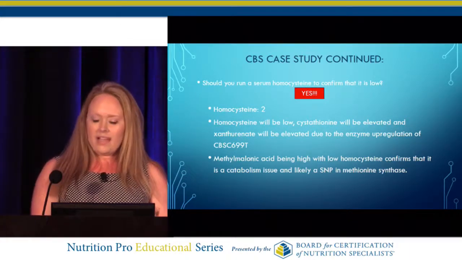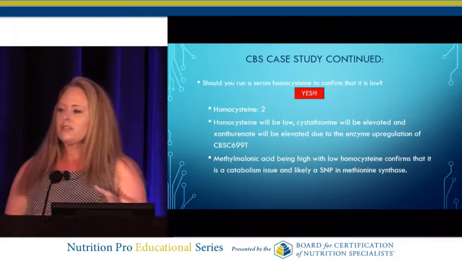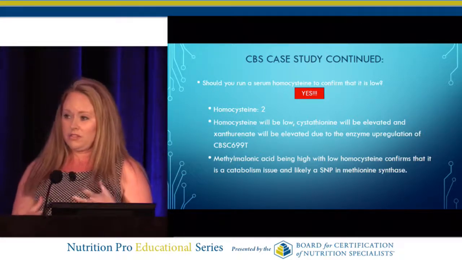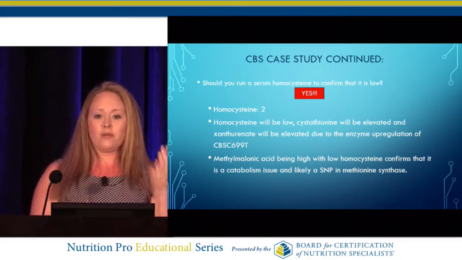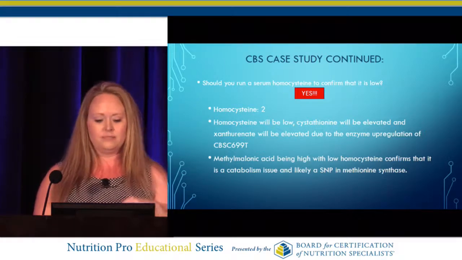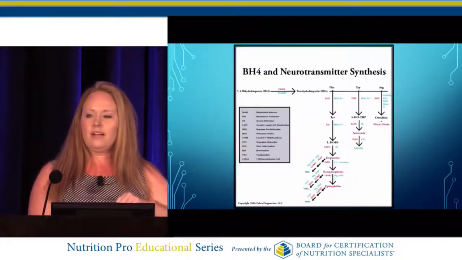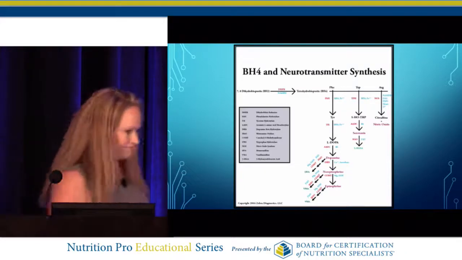So the methylmalonic acid being high in this case confirms that there's actually a homocysteine catabolism issue, because if you remember, Jessica mentioned there are 3 routes of homocysteine catabolism. All right, now back to Jessica for neurotransmitters.